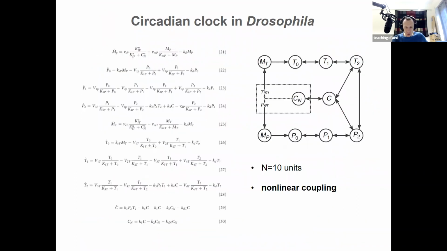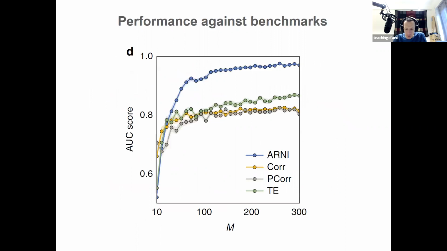Before I go there, I just show you some examples. Actually, I don't show you, I just show you the differential equations. There are now 10 different differential equations. As you can see, they are nonlinear, involving these different variables MP, P0, P1, P2, MT, T0, T1, T2, C, and Cn. So that's a model for the circadian clock of Drosophila, and it has 10 units, 10 variables, and nonlinear coupling.